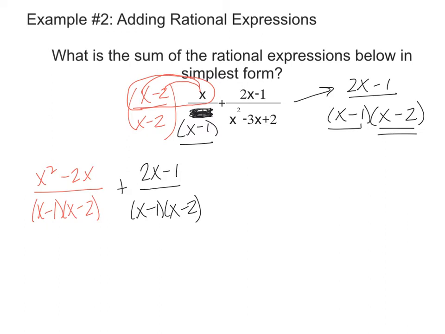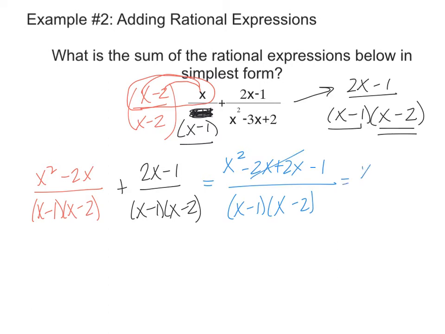Let's go ahead and combine our fractions. So once we do that, I'm going to put this numerator in standard form. I'm going to have x squared minus 2x plus 2x minus 1 over x minus 1 and x minus 2. Notice the 2x's are going to go away. So I'm left with x squared minus 1 over x minus 1 and x minus 2.